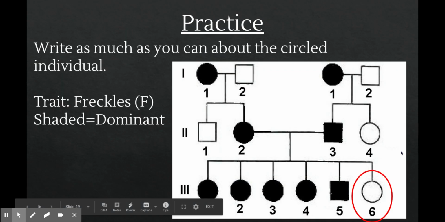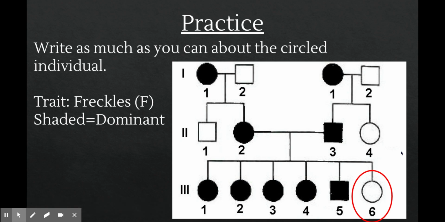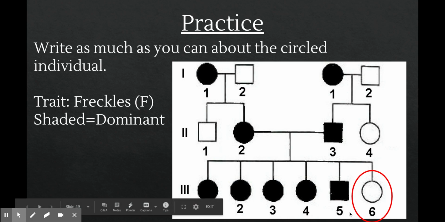Now, again, I'm going to pause for a moment. And what I'd like you to do is, using everything that you've just learned, tell me or write down everything that you can tell about this individual circled in red. And a couple things to note, the trait we're looking at here is freckles. So everyone who is shaded in has freckles, and freckles is the dominant trait. So go ahead, write down everything you can about that individual. You could write 20 things if you wanted. Pause the video, and I'll come back in a couple of seconds.